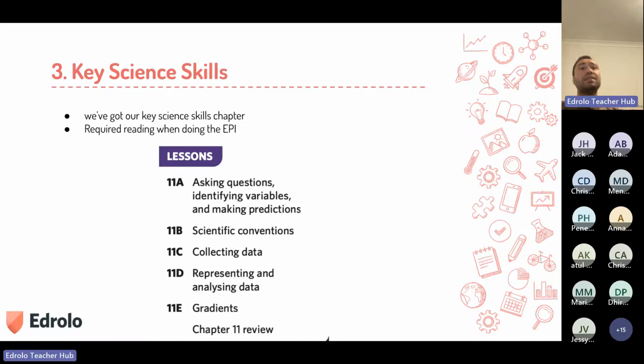All right, there are some new key science skills. Well, not new key science skills, but there has been an increased focus on key science skills in previous study designs and with this study design too. So we've got the key science skills chapter, again, from the year 11 textbook. We'll have a similar one in our year 12 textbook this year about all the key science skills.